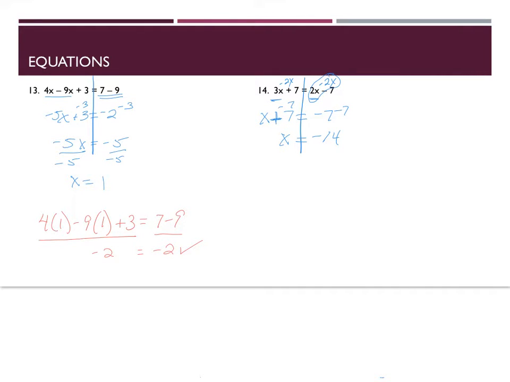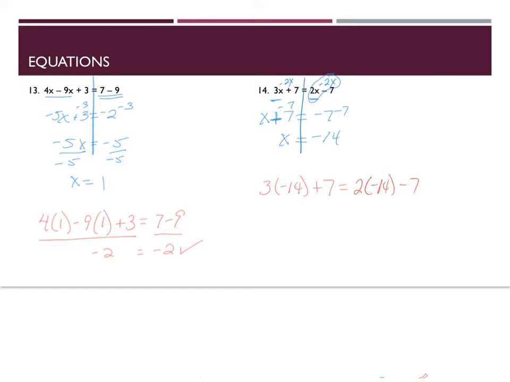To check, I need to do 3 times negative 14 plus 7 on one side. And on the right, we've got 2 times negative 14 minus 7.